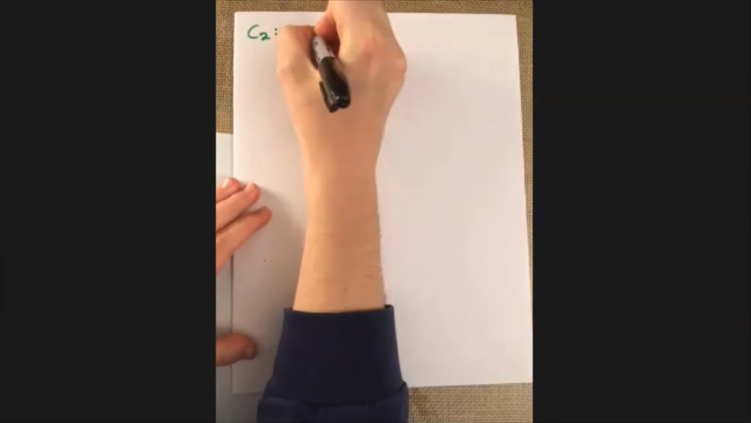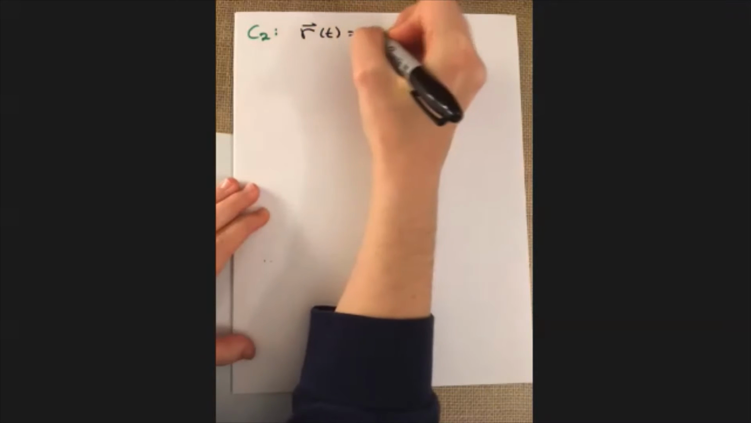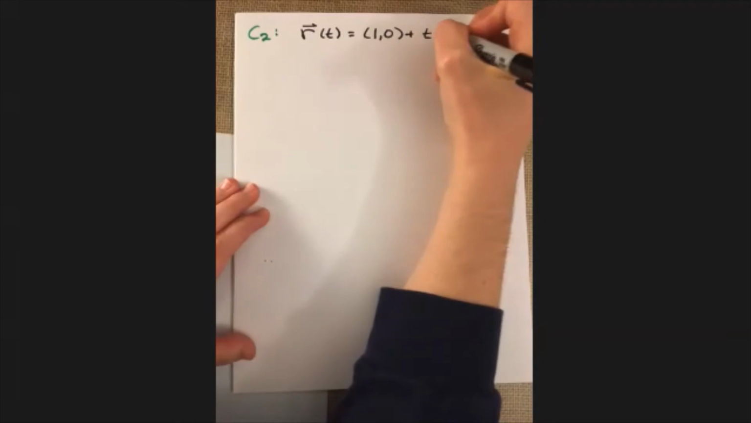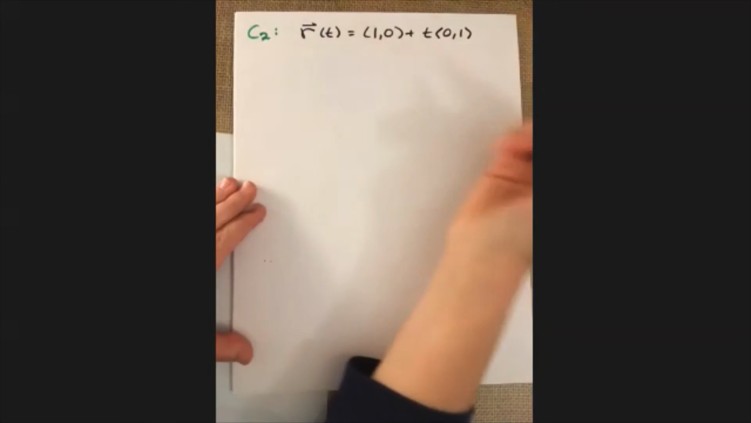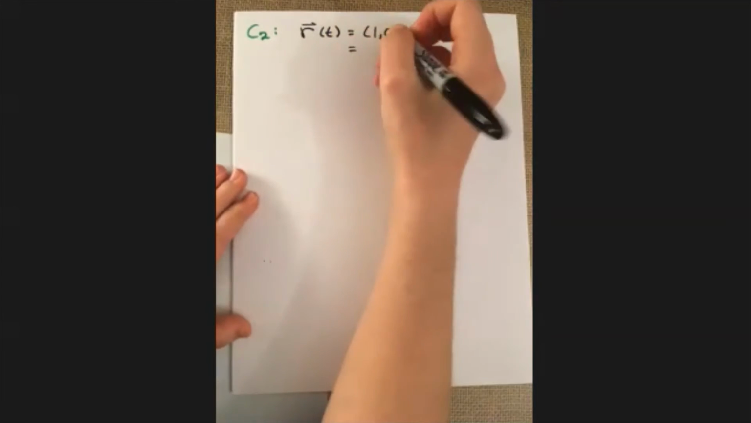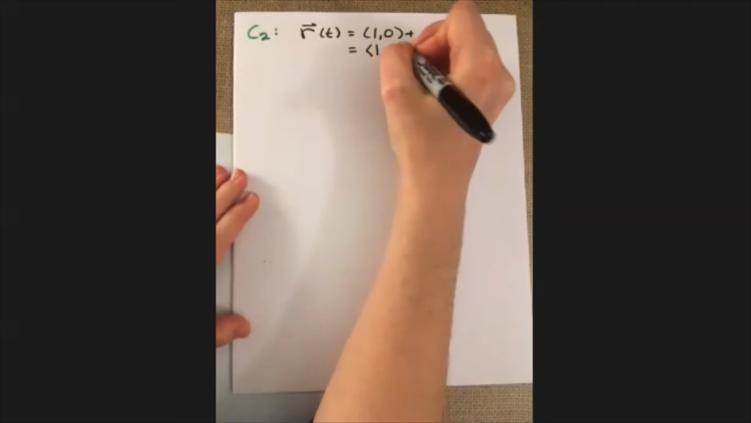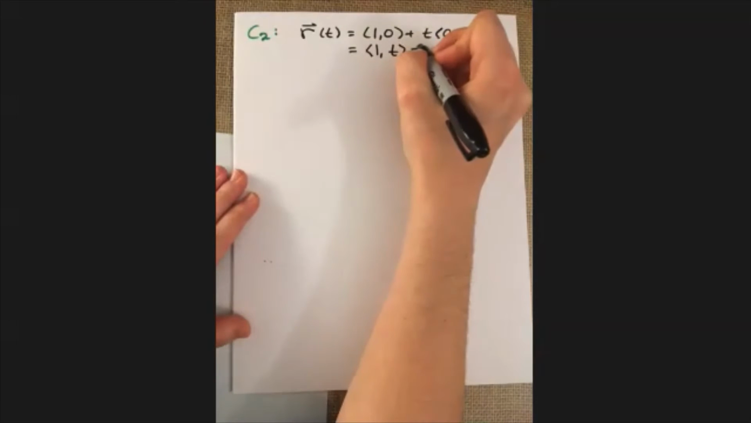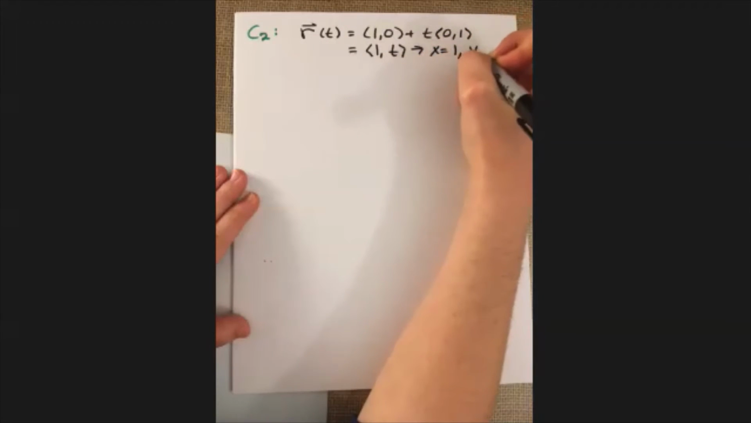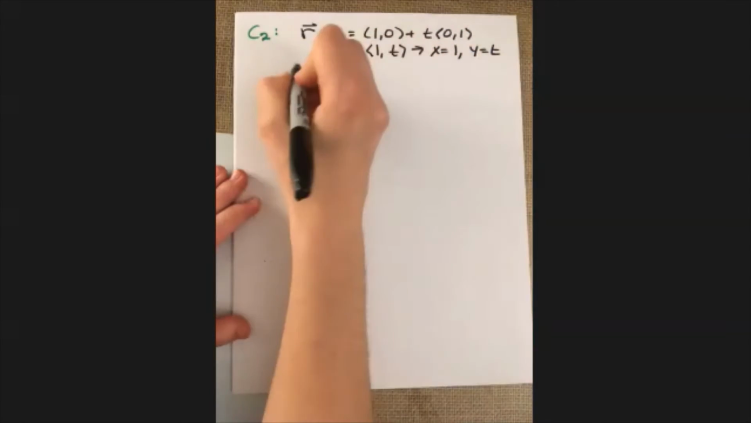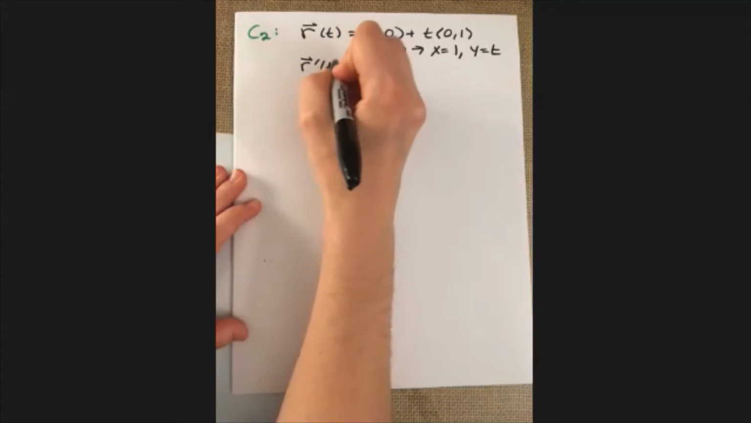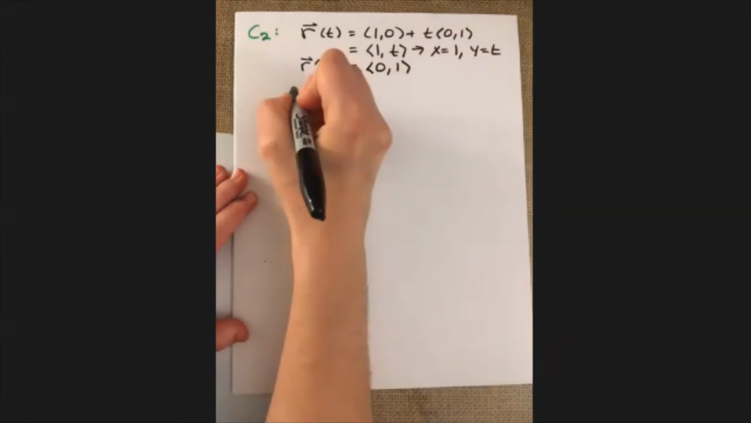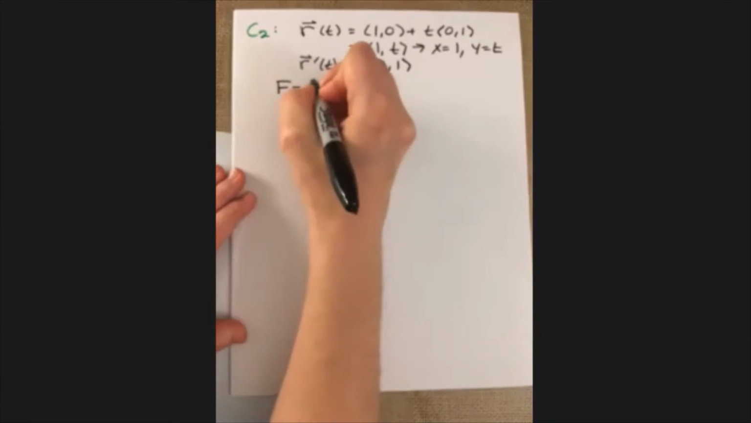In this case, we have r of t equal to <1, 0> plus t times <0, 1>. This is because we're going from (1, 0) to (1, 1). So <1, t> is what you get out of that. This means that x has to be equal to 1, and y has to be equal to t. And we take our derivative for the second piece there. We get <0, 1>.